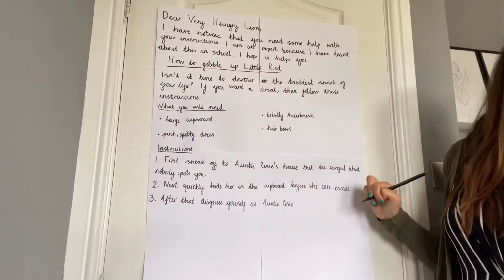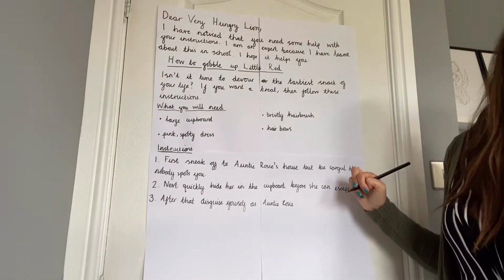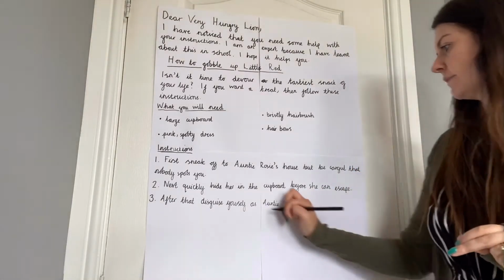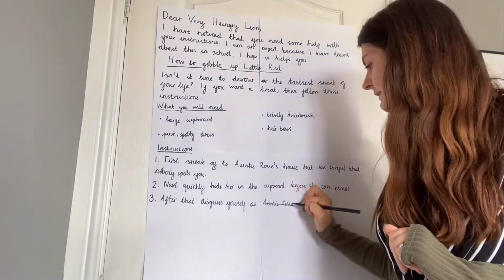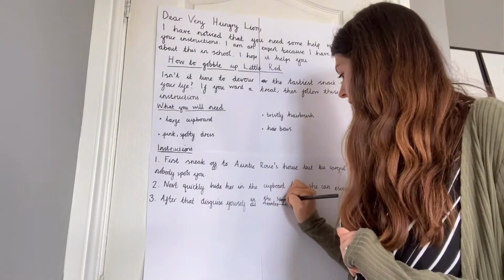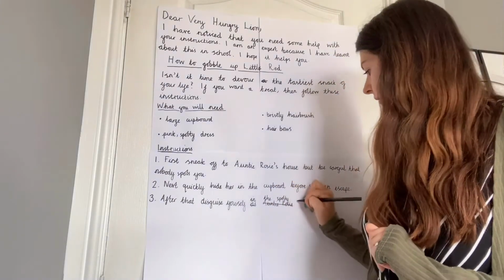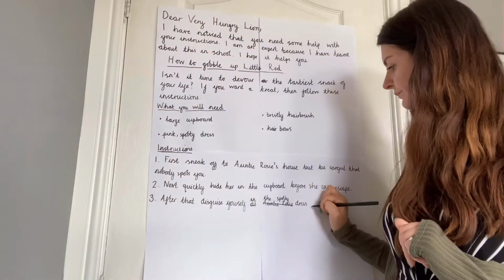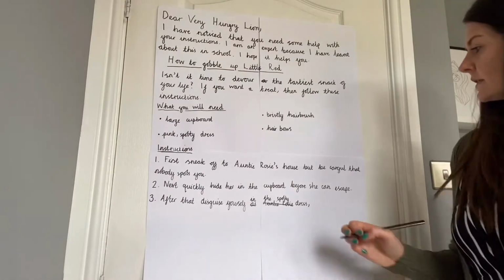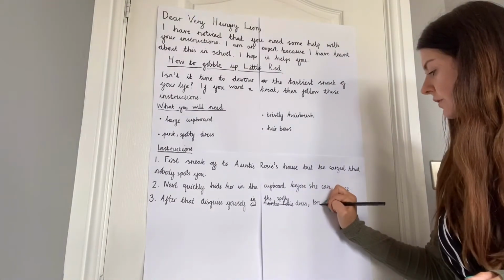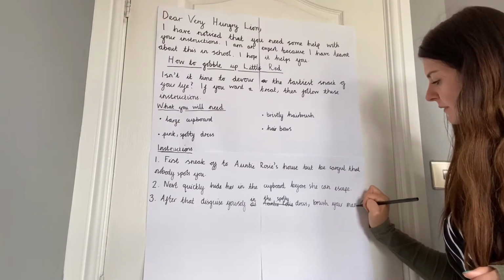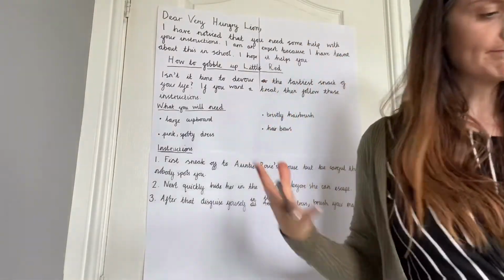And I'm going to show him how to do it. So, after that, disguise yourself. I'm not going to write as Auntie Rosie. I'm going to say disguise yourself in the spotty dress. And then I'm going to do commas in a list for all the things that I need to use. Disguise yourself in the spotty dress. Brush your mane. I'm not using the word hair because we call a lion's hair, it's mane.